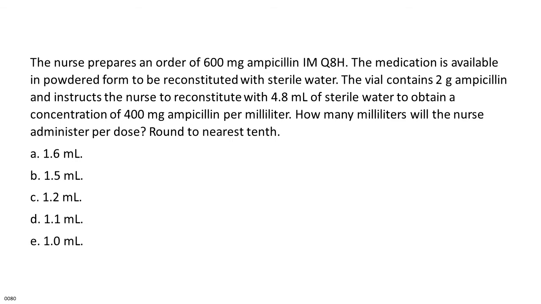Round to nearest tenth. A. 1.6 milliliters. B. 1.5 milliliters. C. 1.2 milliliters. D. 1.1 milliliters. E. 1.0 milliliters.